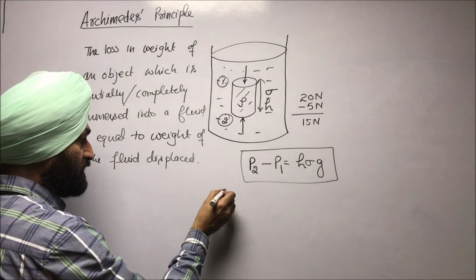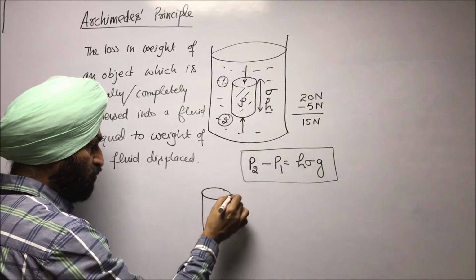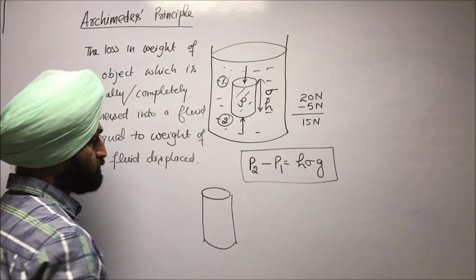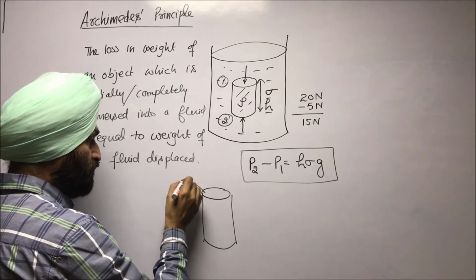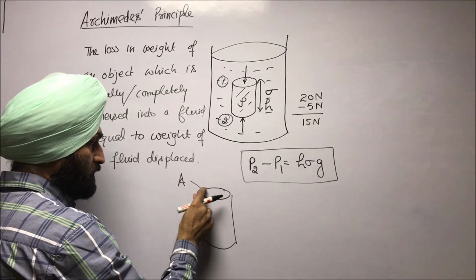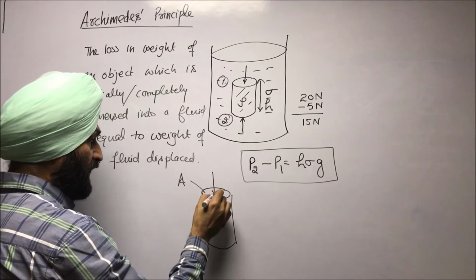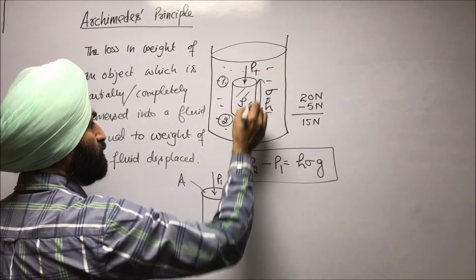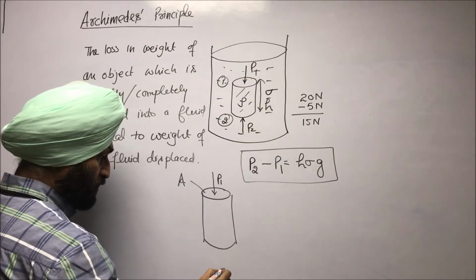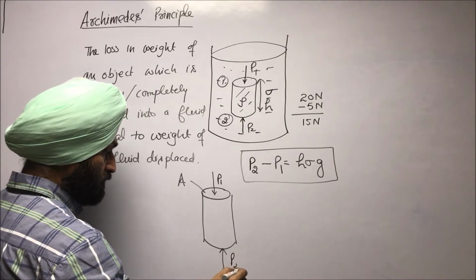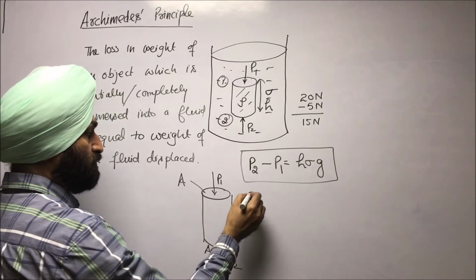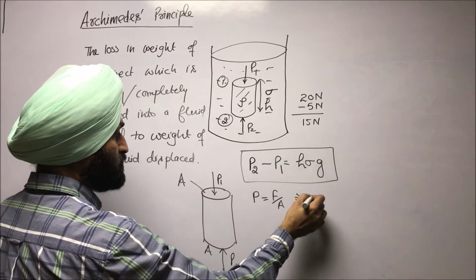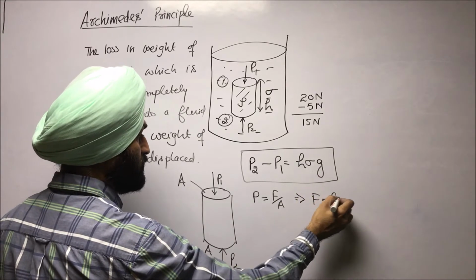So let us see what forces, additional to weight, are experienced when this cylinder comes into water. Let us say the area of the base is A, the pressure experienced due to water is P1, and the pressure experienced at point 2 is P2. So there is an upward force P2 into area. Since pressure equals force by area, force equals pressure into area.